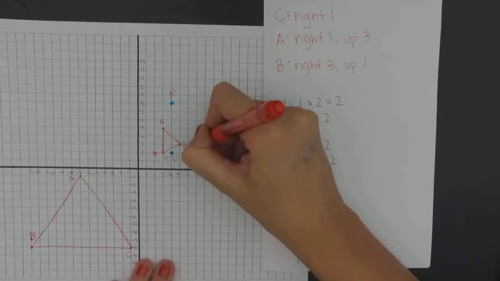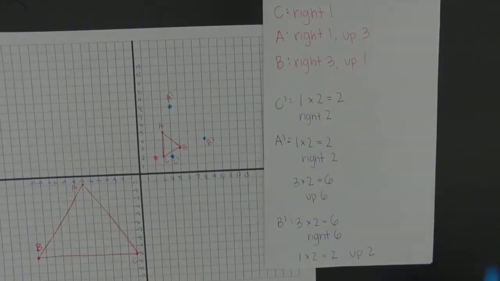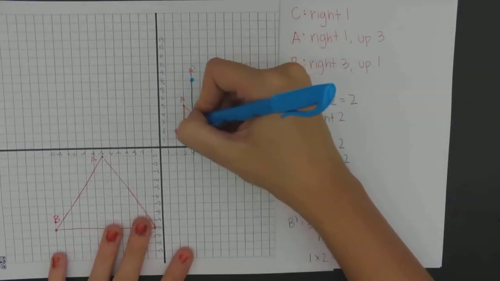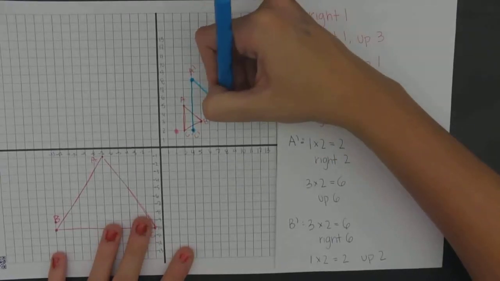That is B prime. And then all I do is I just connect my dots. Just a fun little connecting of the dots. So I'm going to draw a straight line down here, straight line there.